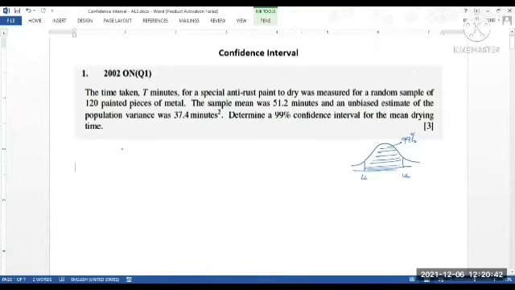The first thing that is given is the random sample size n, which is 120. The sample mean is given, that is x bar is 51.2. An estimate of the population variance is given, sigma square is 37.4, and we need to find out a 99% confidence interval.